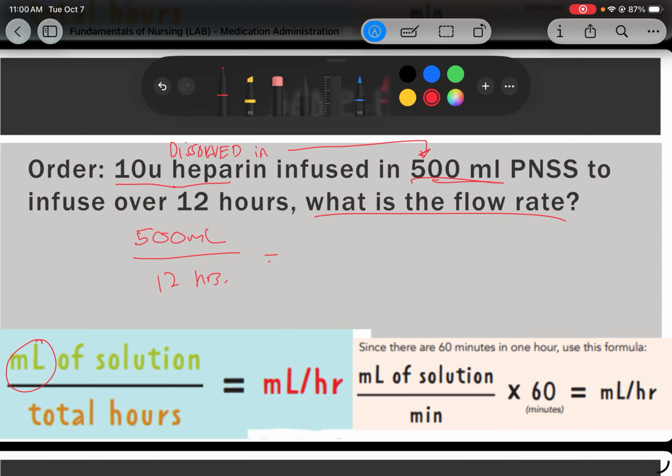500 divided by 12 is equals to 41.66 or 42 ml per hour. That is now your final answer, class. Diba? It's very easy, no? Very easy to compute, especially with a calculator that I am allowing you to bring during the midterm exam.